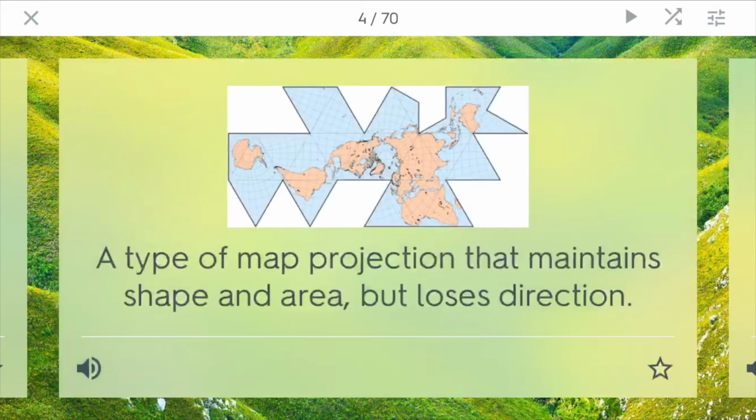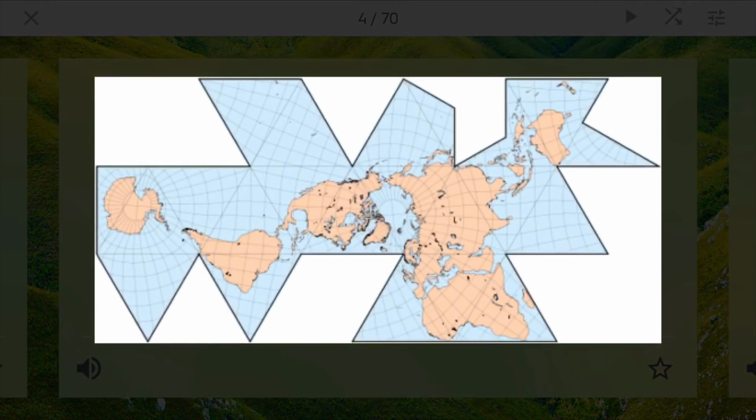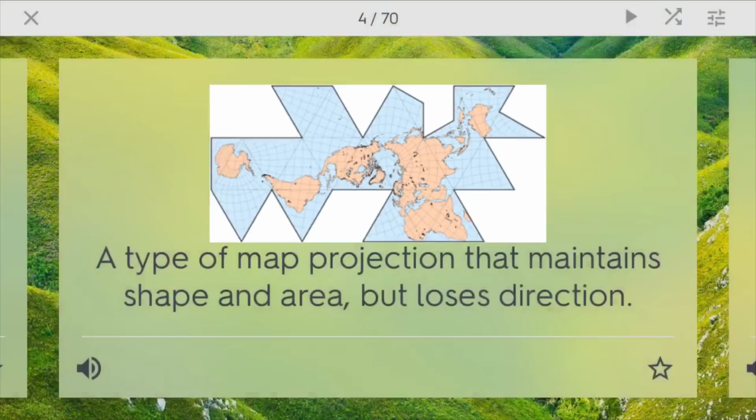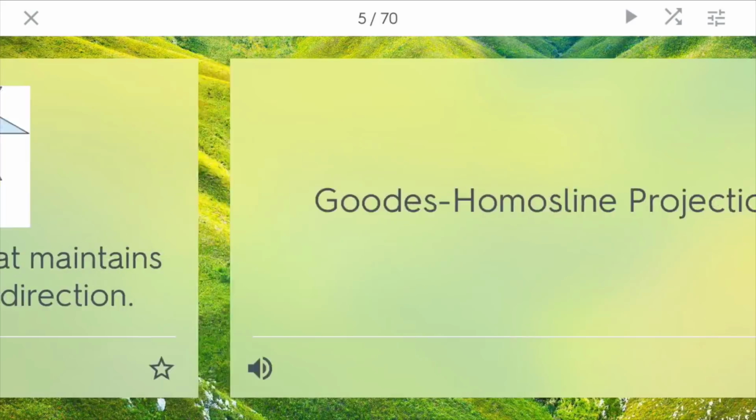The Fuller projection is a type of map projection that maintains shape and area. So basically all the continents are in the right shape, but it loses direction. When you fold it up, it kind of looks like a hexagonal shape. It's not really spherical, which of course we all know the Earth is round.